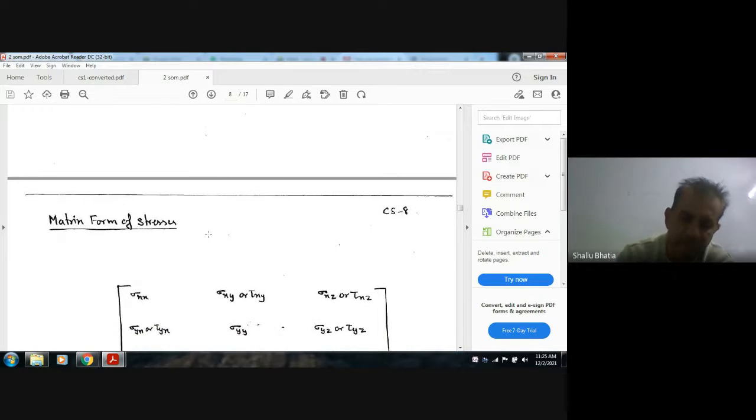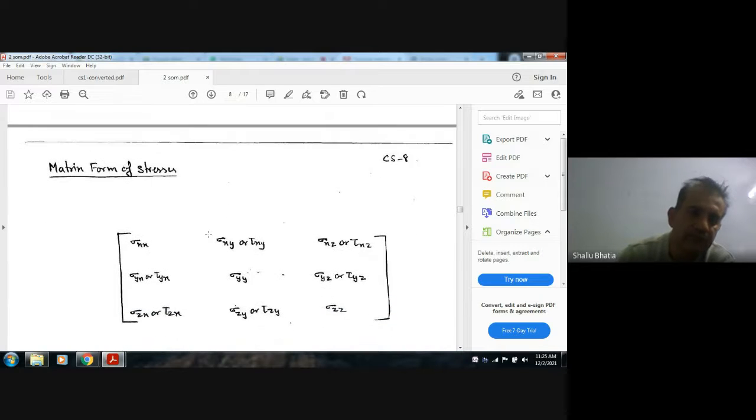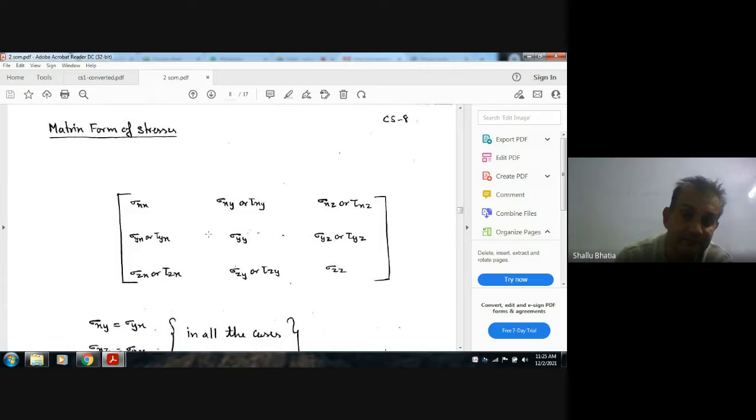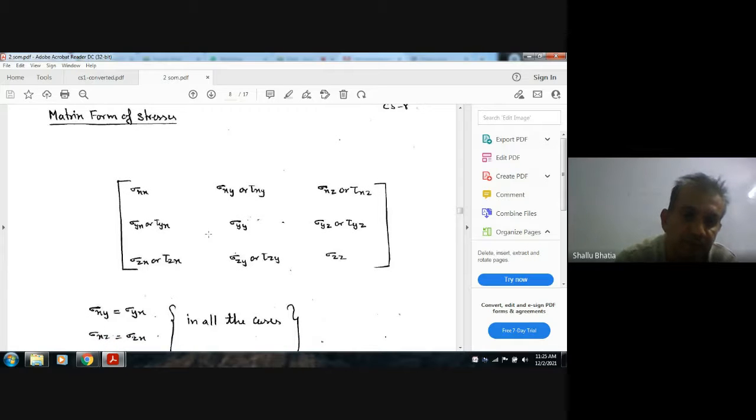So we can represent three-dimensional stresses in matrix form. Sigma xx is stress in x direction and on plane yz. Tau xy is stress in x direction on the xz plane, or we can also represent it as shear stress xy. Whenever these letters change, x and y, then it is shear stress.